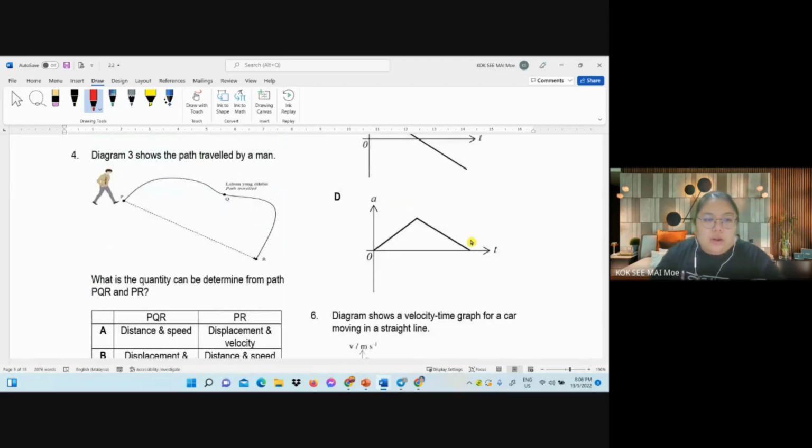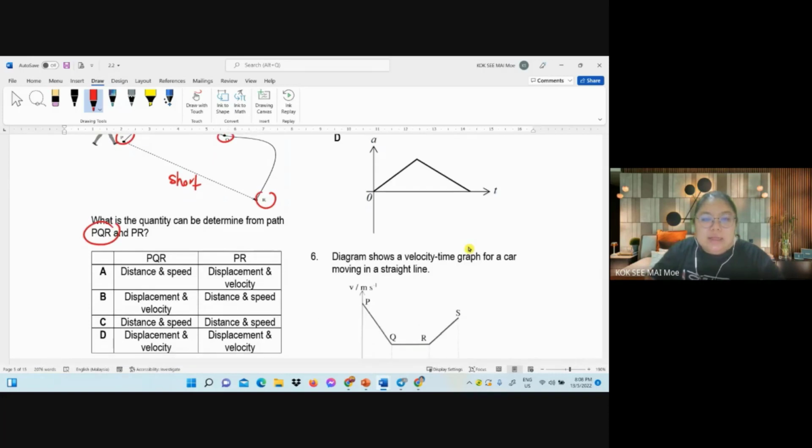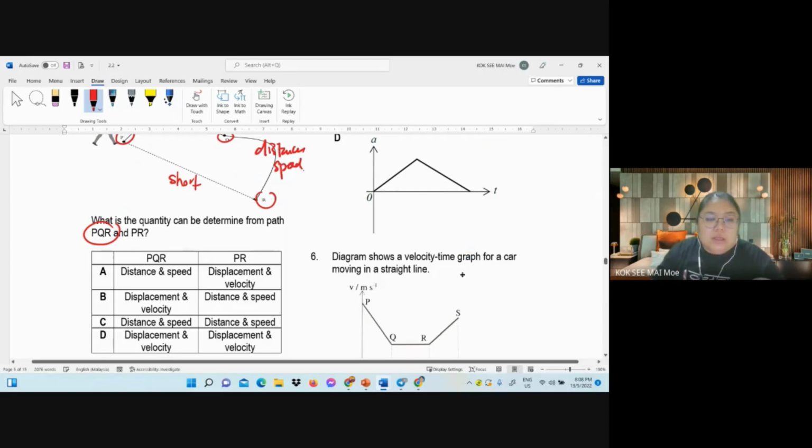Number 4. The quantity that can be determined by the path PQR. PQR means overall, PR is the shortcut. So PQR is the distance. Distance goes together with speed, and displacement goes together with velocity. So the answer is A.